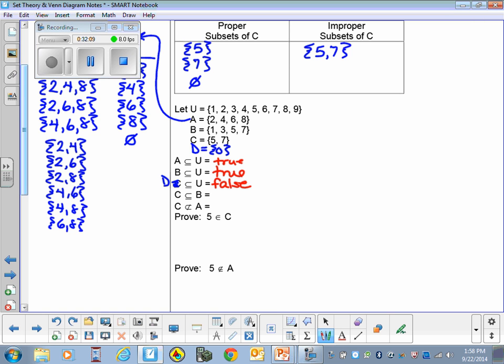Is C a subset of B? Is everything in C also in B? Yes. What do you think this symbol means? Not a subset. Just like the slash through equals means not equals, and the slash through congruent means not congruent. Most mathematical symbols, if you slash it, it means not whatever the symbol means. Most of them. This one's tricky. Is C not a subset of A? It's true. Nothing in C is also part of A, so that's true.